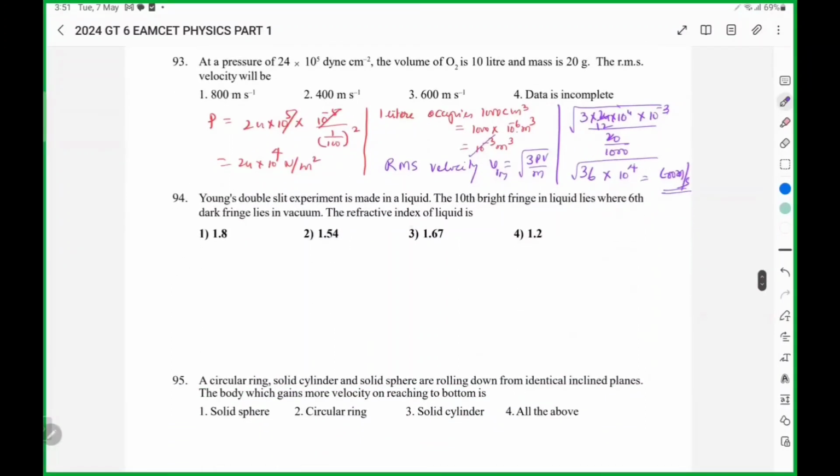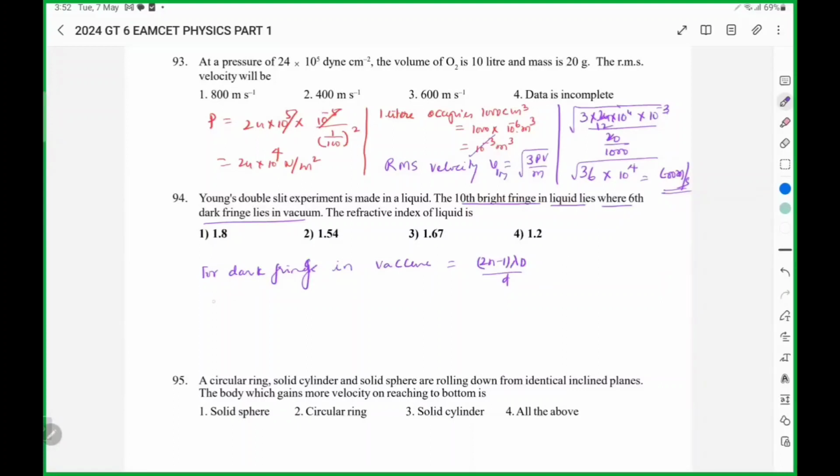Here, Young's double slit experiment is made in a liquid. Nth bright fringe in liquid lies where sixth dark fringe in vacuum. So for a dark fringe in vacuum, it is (2n minus 1) lambda D by 2d.